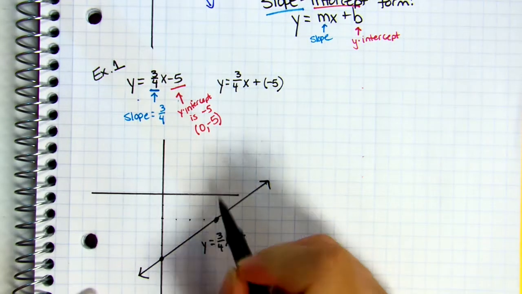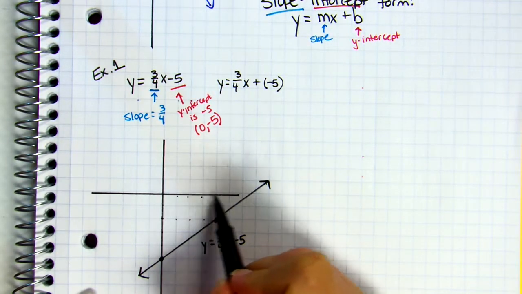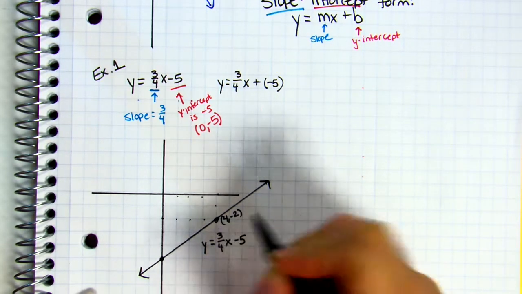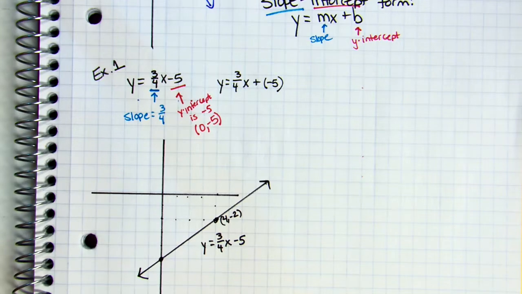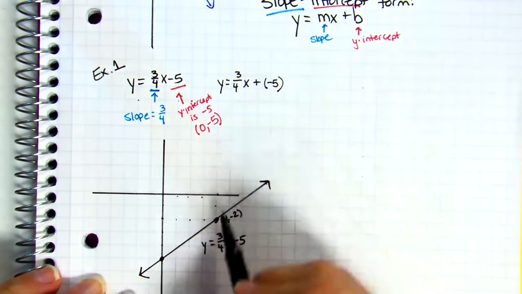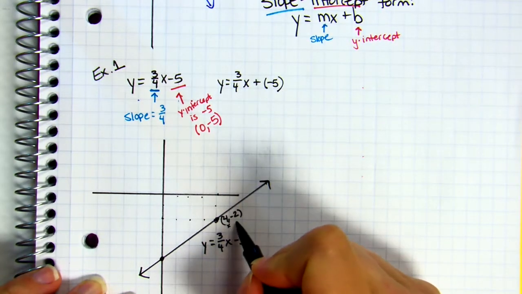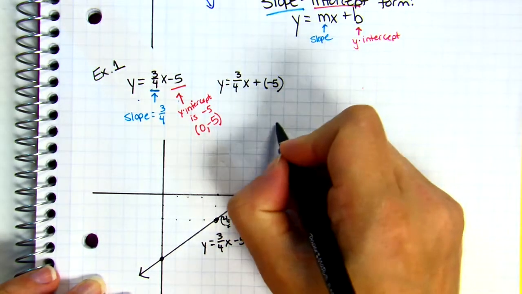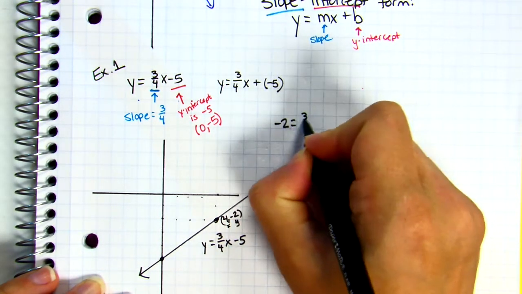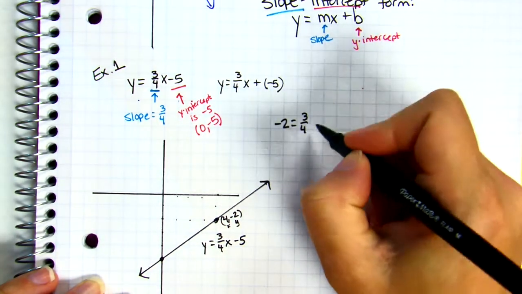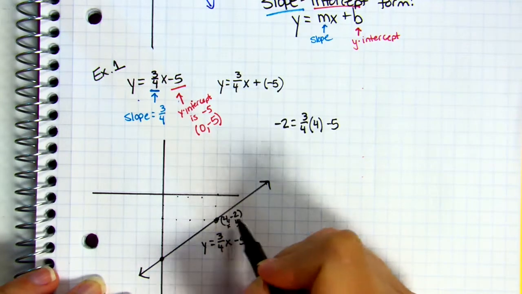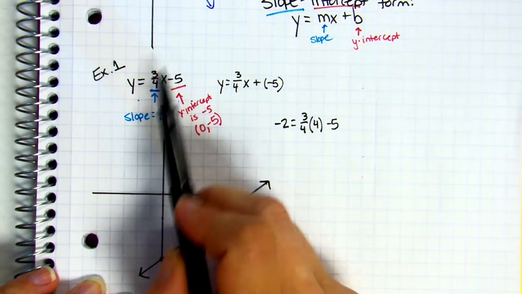This point right here that I found, the coordinates are 1, 2, 3, 4, negative 2. So what I can do to see if this really is the correct line, I can plug 4 in for x and negative 2 in for y and see if that works out. So I would do negative 2 equals 3/4 times 4 minus 5. So I substituted those coordinates into my original equation up here.